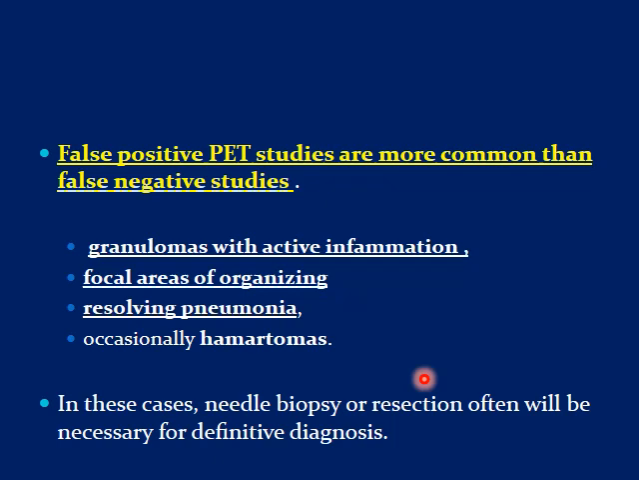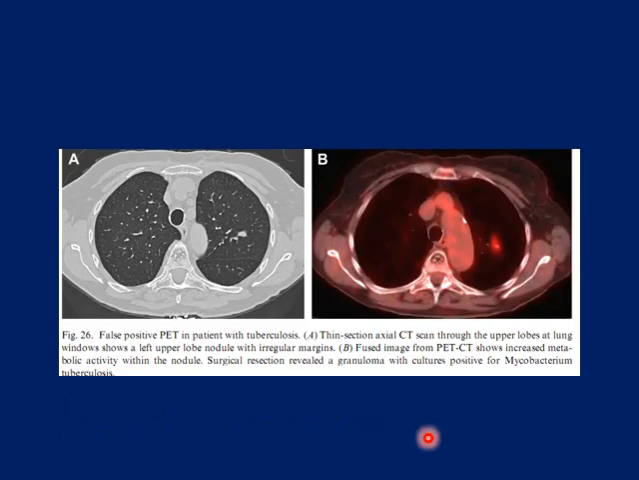Regarding false positive studies, some granulomas with active inflammation may appear very hot in PET-CT. Focal areas of organizing or resolving pneumonias also may appear like this. Sometimes hamartomas, as I have told you, because the presence of fat may result in high activity. In these cases, resection or biopsy may be needed for diagnosis. This is an example. This is a nodule due to TB, and it was very active, as you see here. Very bright.